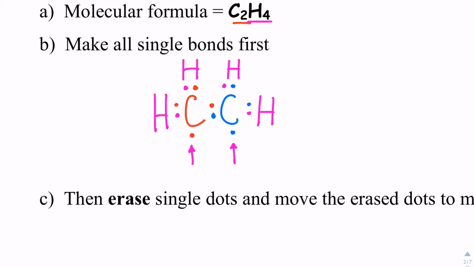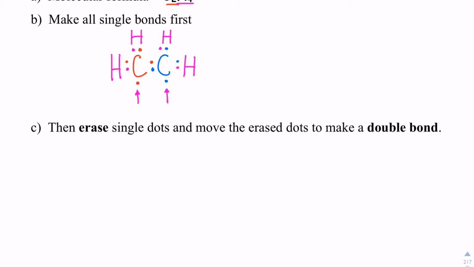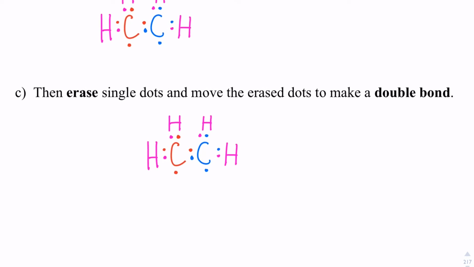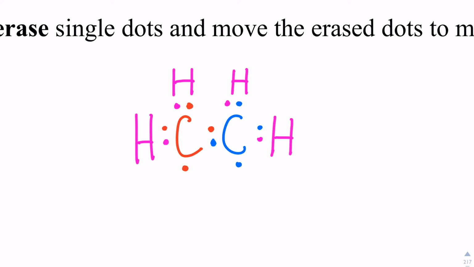But if each carbon is missing 1 electron that it needs, then they can share those 2 electrons and both of the carbons will have their octets fulfilled. So the second part is to erase the single dots and make a double bond. And we're going to erase the single bonds and move the erased dots into a double bond. So we're going to erase this one and this one.